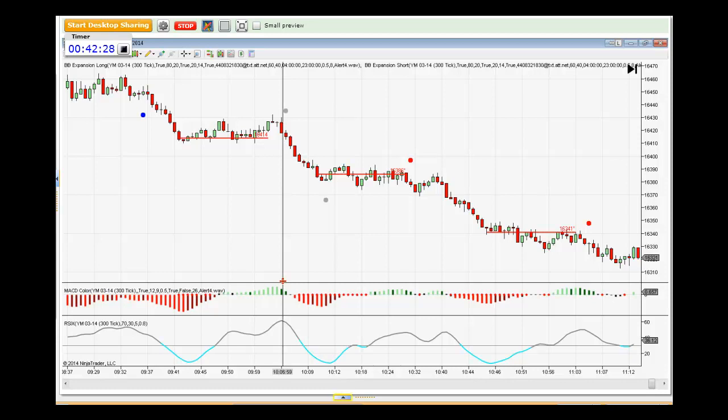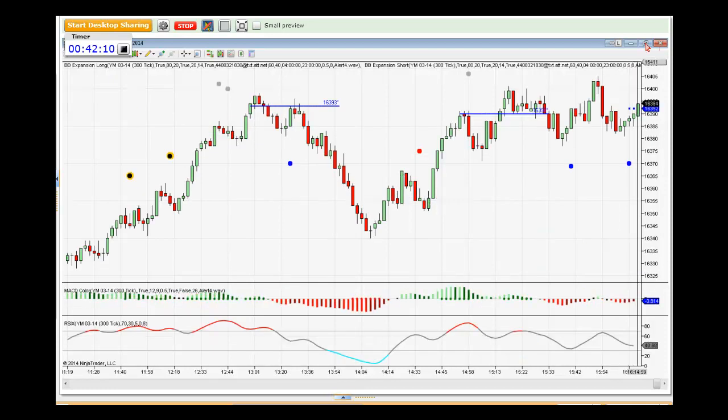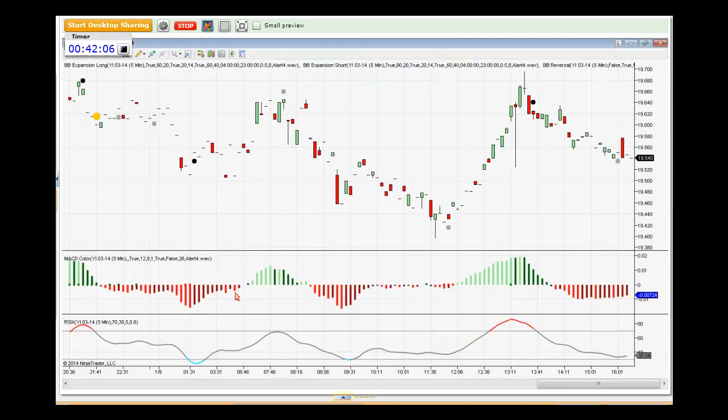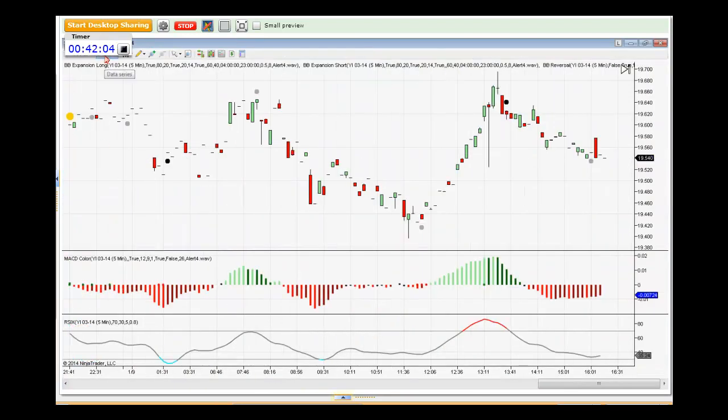So this is a 300 tick chart. Okay, so the system in the background is also looking at the 1200 tick chart. So 4 times higher than what we got. If we're looking at a 15-minute chart, that means that we're looking at a 60-minute chart in the background. And here's a 5-minute of YM. So in a 5-minute chart, it's looking at a 20-minute chart in the background.